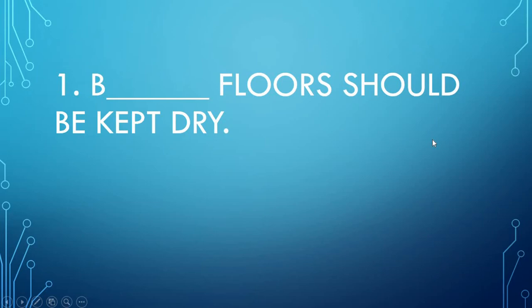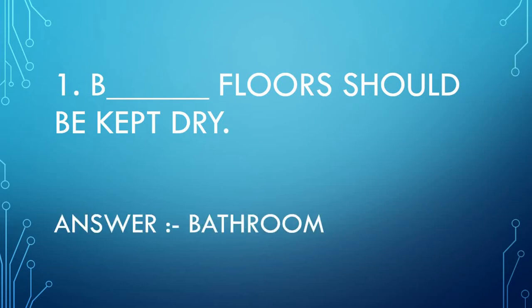Okay, now number 1, B dash floors should be kept dry. Now which floors should be kept dry? And here the word starts with B. Yes, I know many are getting confused, but if you have understood the chapter properly, you will be able to answer this properly, or you had already written the answer. Then you should just check your answers when I display it. B dash floor should be kept dry. So the correct answer is bathroom.